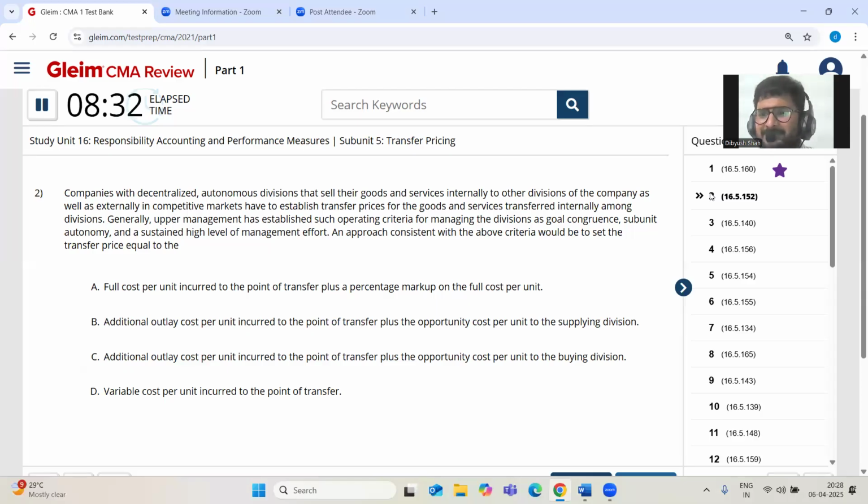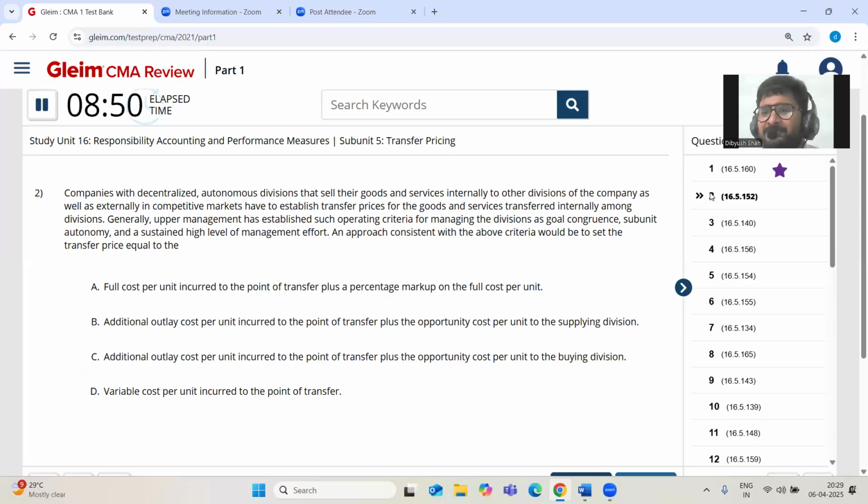So if there is no excess capacity, means I will have to supply to other divisions by cutting down the external sales. In that case, this is a correct approach. Variable cost plus opportunity cost of lost sales.